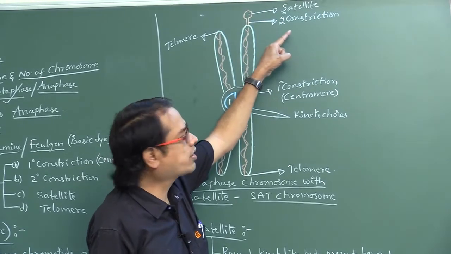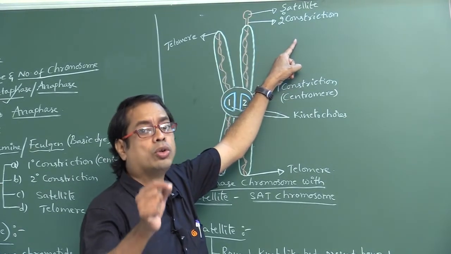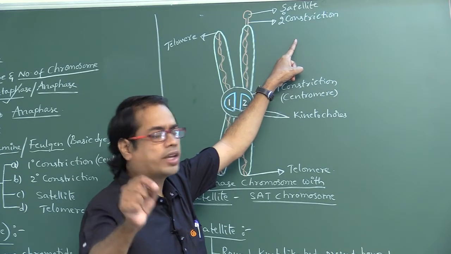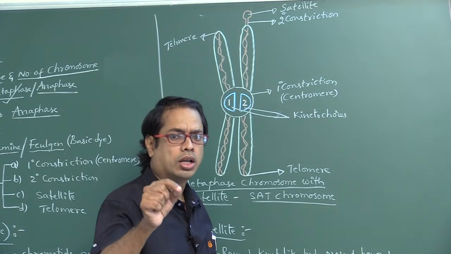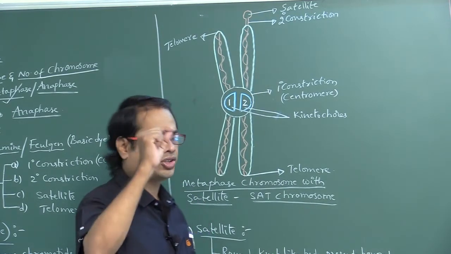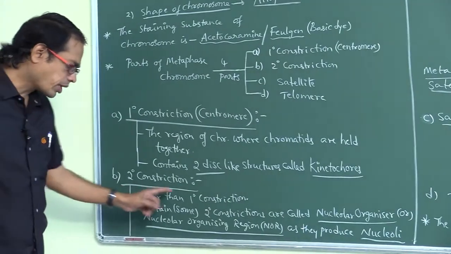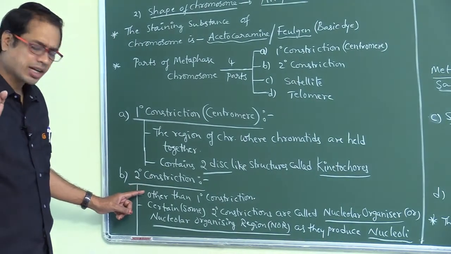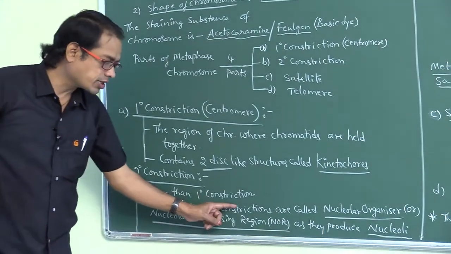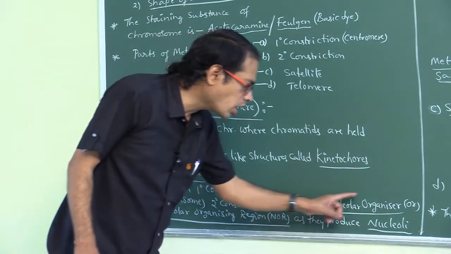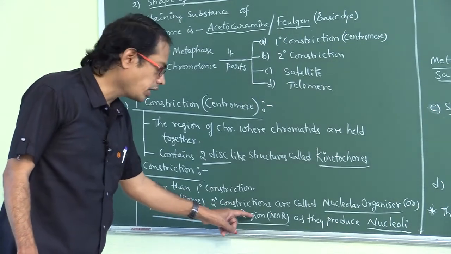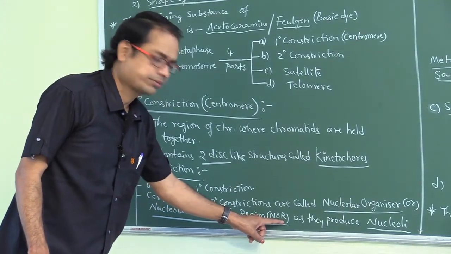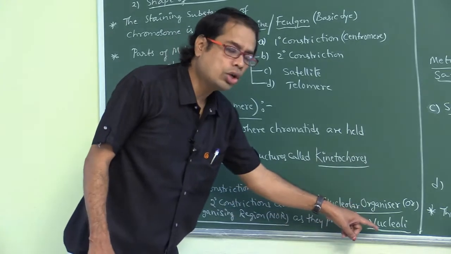Certain secondary constructions of the chromosome are useful in the production of nucleoli. That's why secondary constructions are also called nucleolar organizer, or nucleolar organizing region. Look here: secondary construction, other than the primary construction. Certain secondary constructions are called nucleolar organizer or nucleolar organizing region, shortly called NOR, as they produce nucleoli.